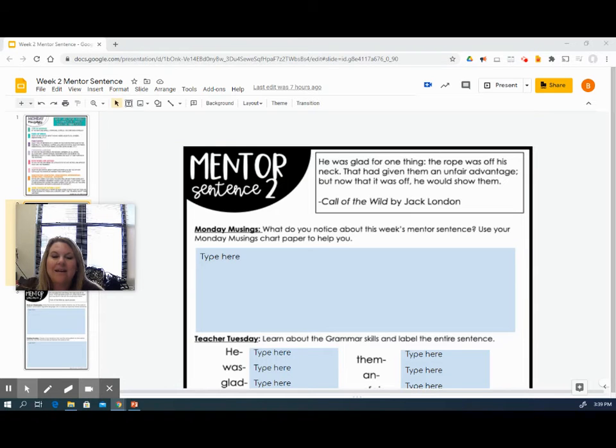Hey, fifth grade. Today we are working with our mentor sentences again. We're starting a new week of this, and so we'll be completing the Monday musing activity. I'm going to read the mentor sentence aloud, and then we'll talk about the things that I want you to be paying attention to. So let's get started.